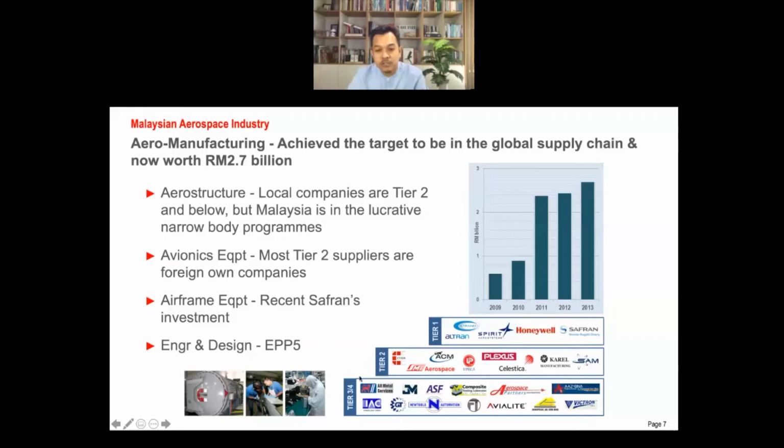And then for tier 4 and tier 3, there are so many smaller companies. These are the backbone of aero manufacturing, because the tier 4 and tier 3 companies are the suppliers to tier 2, whereas tier 2 is the supplier for tier 1, and tier 1 normally deals directly with the OEMs, the primes, such as Boeing, Airbus, and other major aircraft manufacturers. All right.